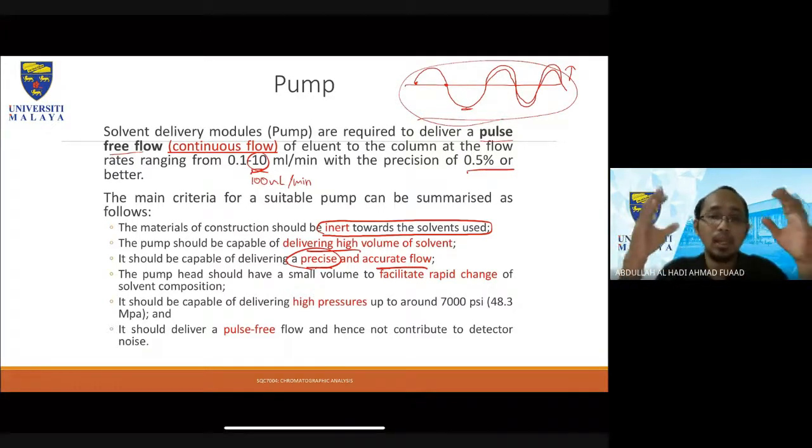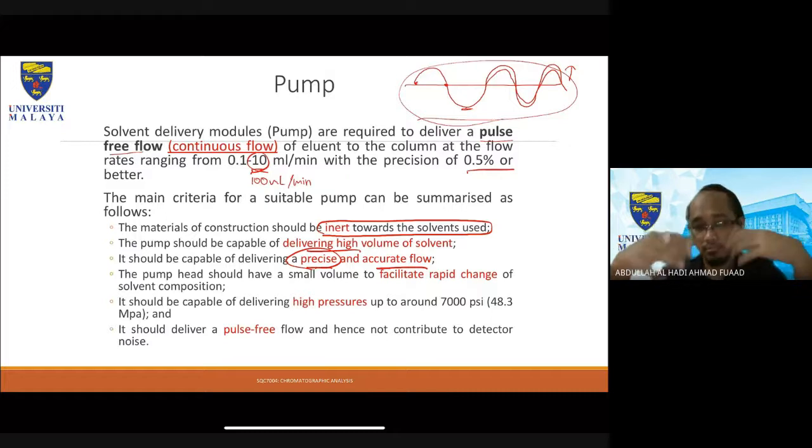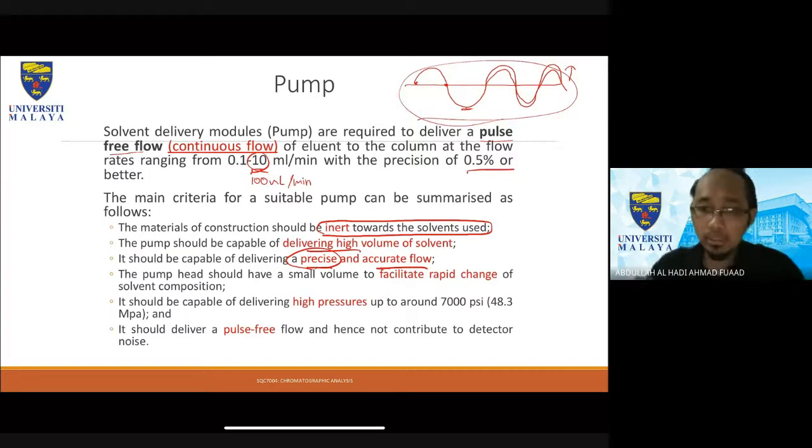That's why I just put it there, so that you guys at least know what to look for in case something like this happens. Okay, so we will revisit this phenomenon, or this example, when we're talking about troubleshooting HPLC. The pump head should have a small volume to facilitate rapid change of the solvent composition.